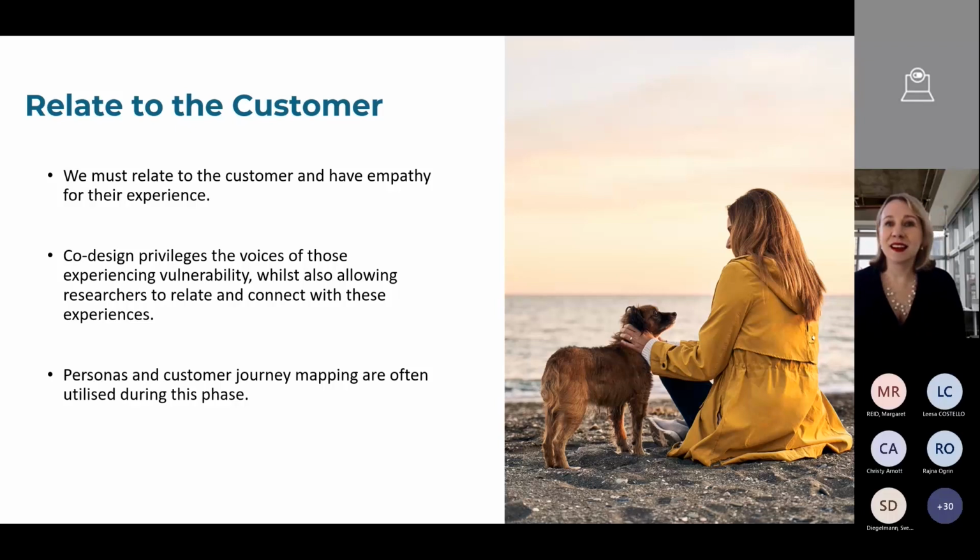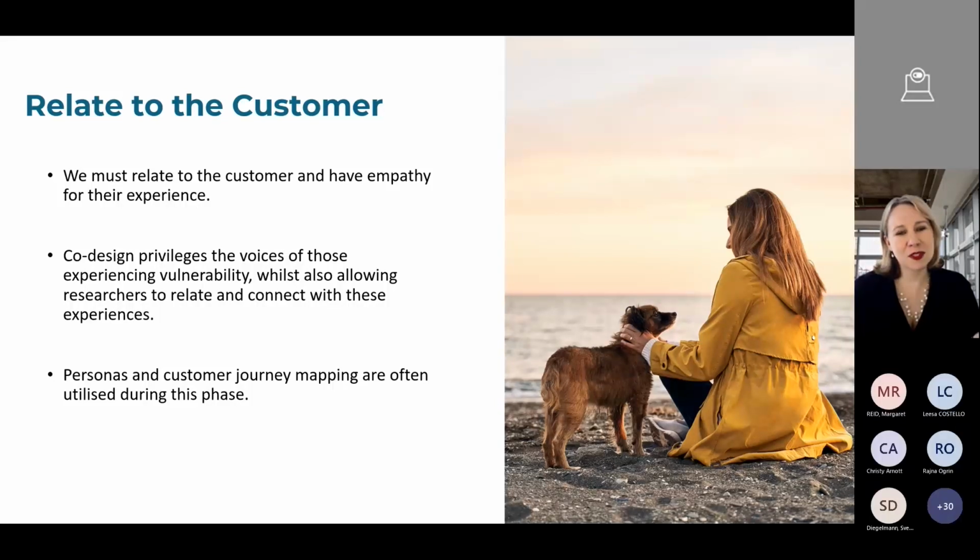Okay, the next guideline that we have is relating to the customer. So we have to relate to the customer and have empathy for their experience. I can see a lot of relating to the customers and empathy in our hypothetical townspeople coming through in the last Padlet. Co-design really importantly privileges the voices of those who are experiencing the vulnerability, but it also has to recognise that we are part of the process as well. So in the co-design, we have to be able to understand and relate in order to work together, the co in the co-design.